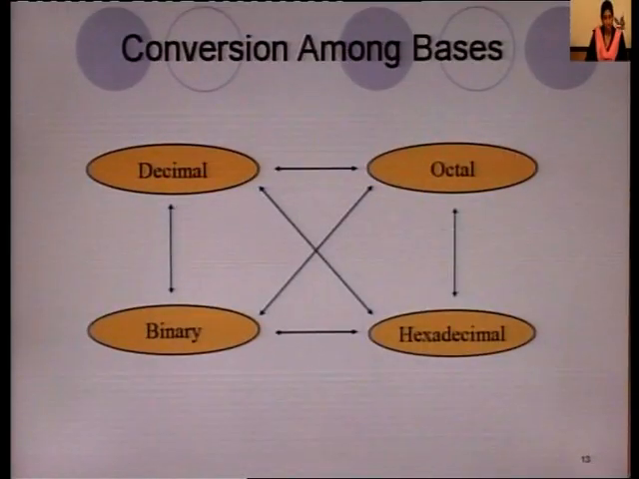Now we will talk about conversions among bases, like conversions in number systems. We can convert from each number system to any other number system: decimal to octal and octal to decimal, decimal to binary and binary to decimal, binary to hexadecimal, hexadecimal to binary, hexadecimal to octal and octal to hexadecimal, binary to octal, octal to binary, decimal to hexadecimal, and hexadecimal to decimal. Now we will study all these conversions with examples and techniques.